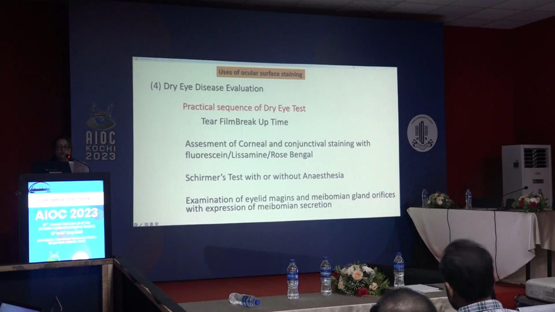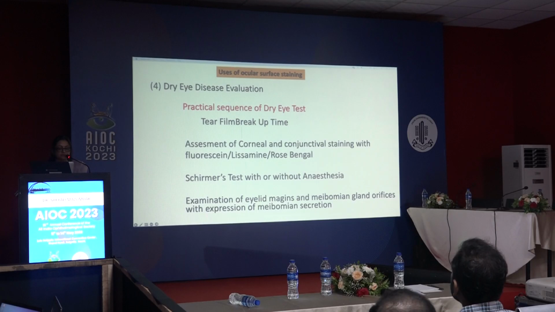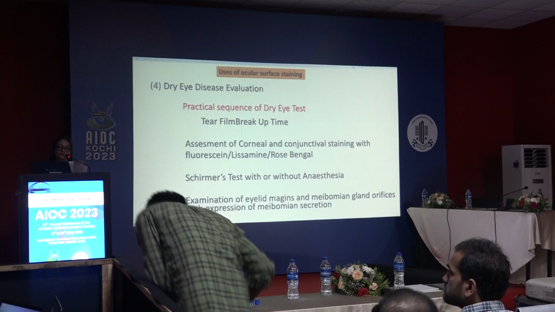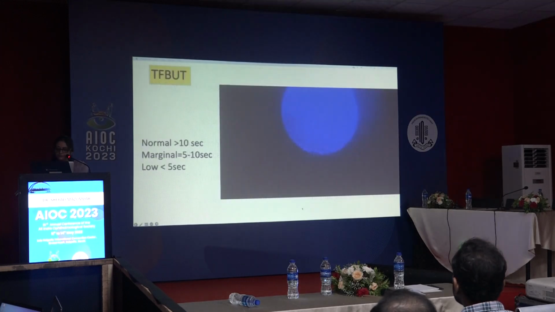Now, the most important use of ocular surface staining is in dry eye evaluation. And here is the practical sequence of dry eye tests. So first you should measure the tear film breakup time, first thing. Then you can do the assessment of corneal and conjunctival staining with these dyes. Actually, there is no particular order in which you should use these dyes, but normally it's a general practice that we use fluorescent first, then either lissamine or rose Bengal. Then you can go ahead with Schirmer's and other tests.